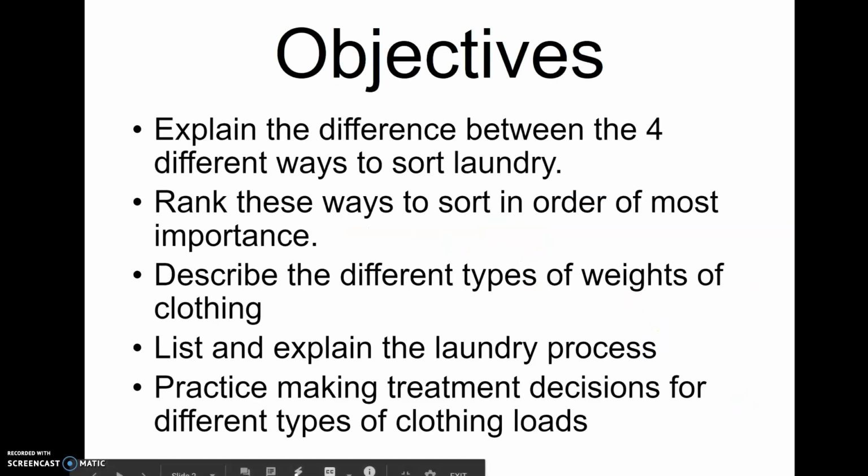All right, so we will be able to explain the difference between the 4 different ways to sort laundry. We will rank these ways to sort in order of most important. We will describe the different weights of clothing and list examples, list and explain the laundry process, and then we will practice making treatment decisions for different types of clothing loads.